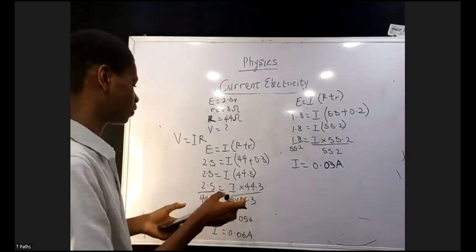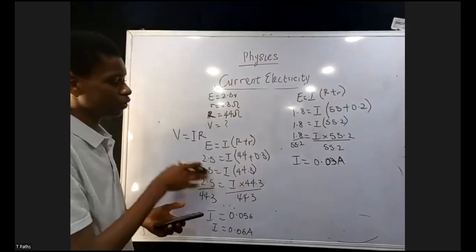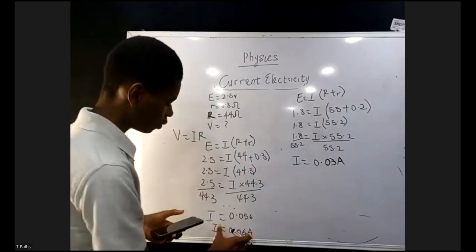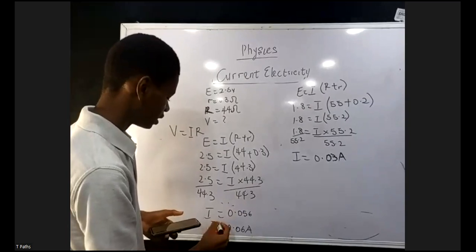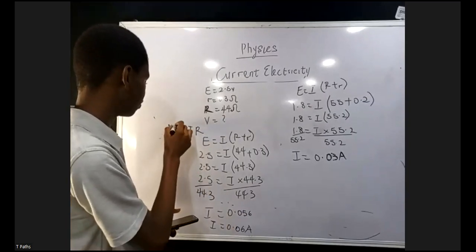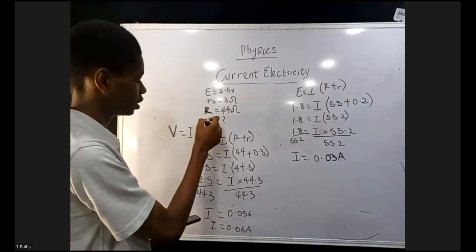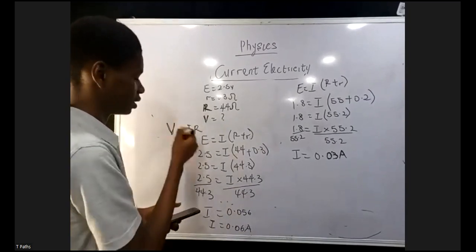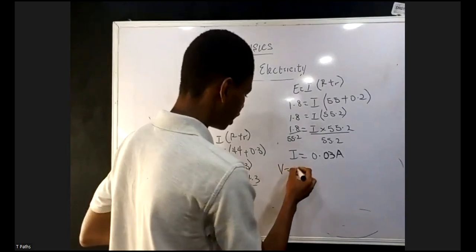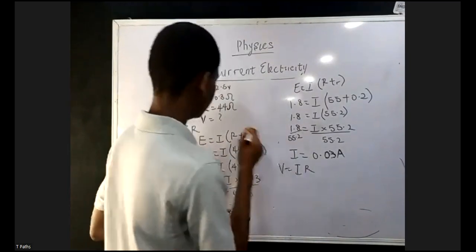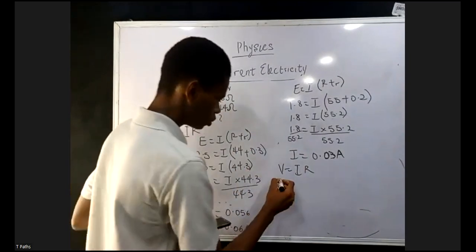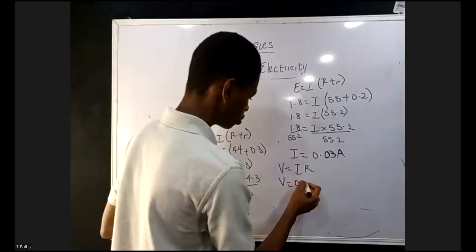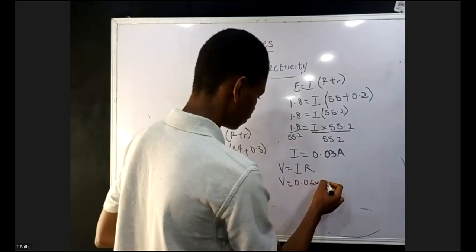But the question asks us to find the voltage of the external circuit, so this is not my final answer. The final answer is the voltage. So what I'm going to do is replace my electric current in V equals IR. Don't forget I have the value of my R as 44. So V equals my I that I just calculated, 0.06, times 44.